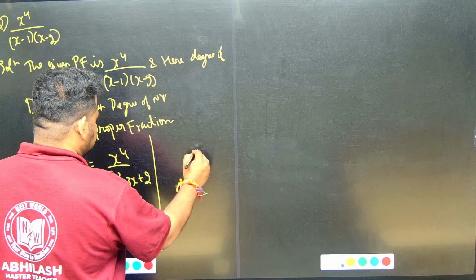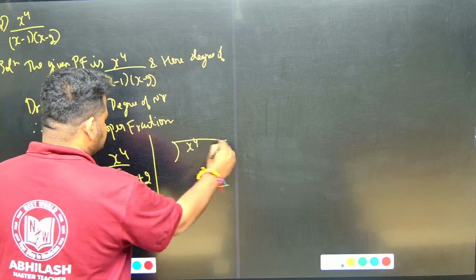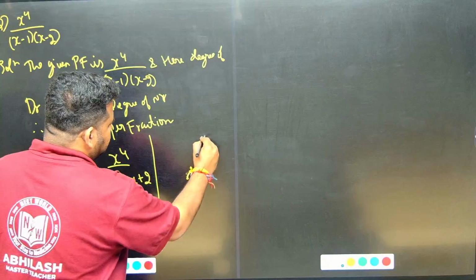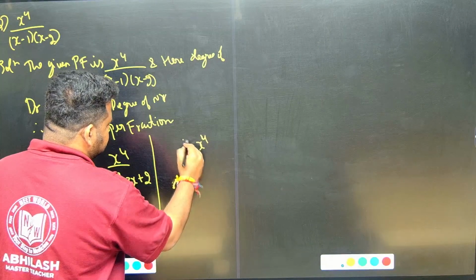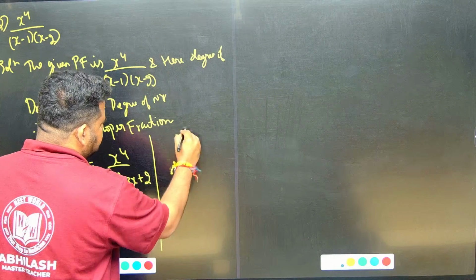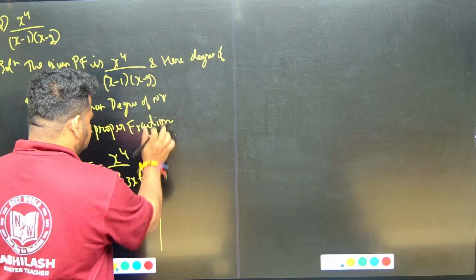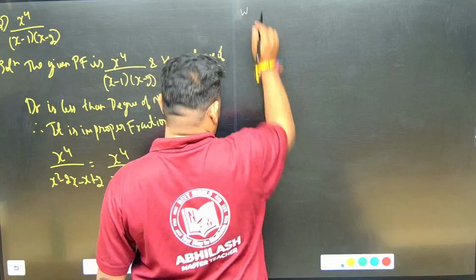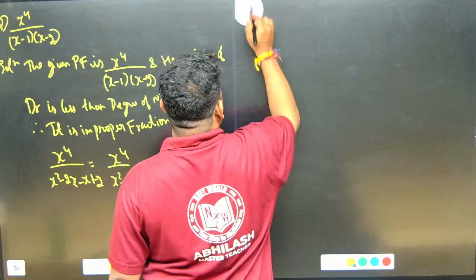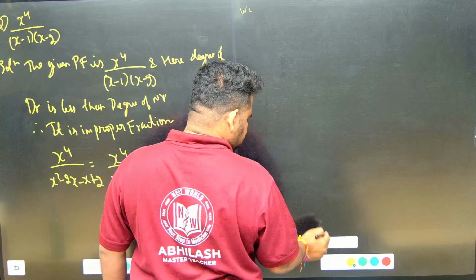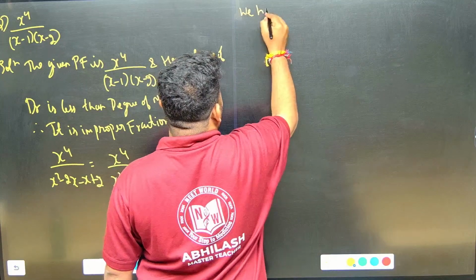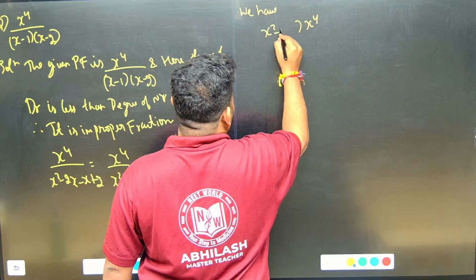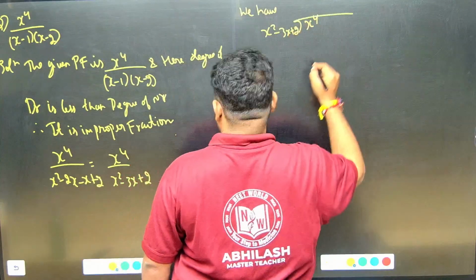I am writing it here. So x power 4 divided by what should I write? Observe carefully. I am using the long division method. Actually this should not be in the rough page, this should be in the main page itself. We will use the long division method. We have x power 4 divided by x square minus 3x plus 2. Correct? x square minus 3x plus 2.